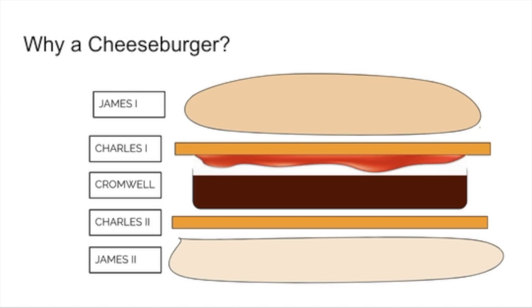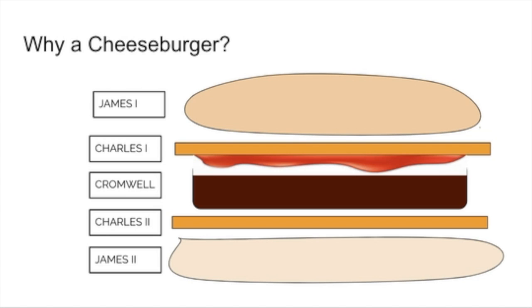So top of our bun, first bun, James I. Then it goes to Charles I. We call it a cheeseburger because he's the cheese, Charles Cheese. And then just so you know, I put some ketchup right there because he's gonna bleed. He's gonna die. He's gonna get killed. His head's gonna get cut off.